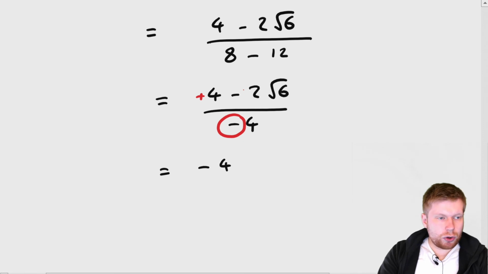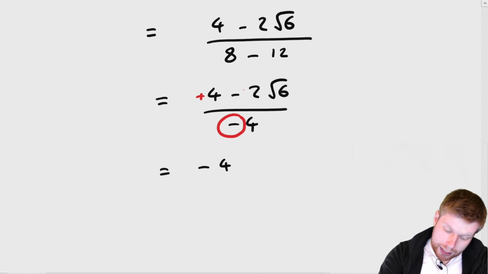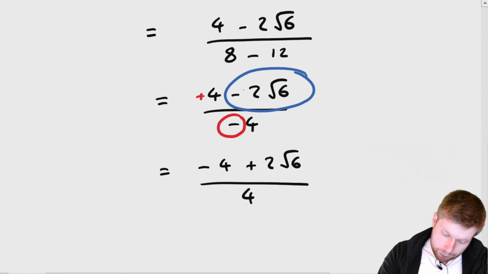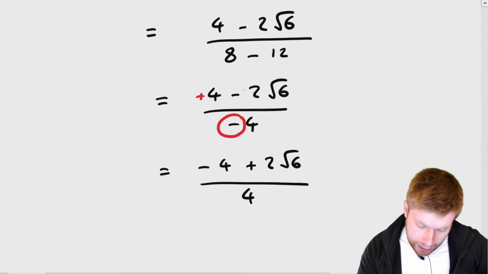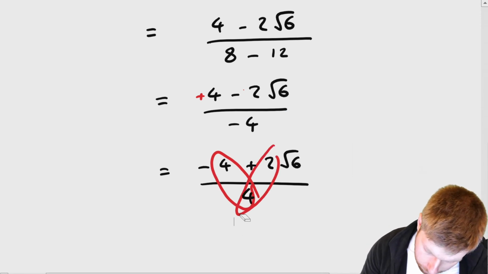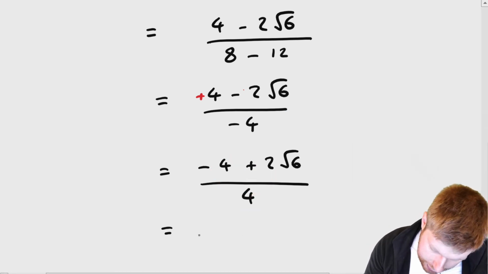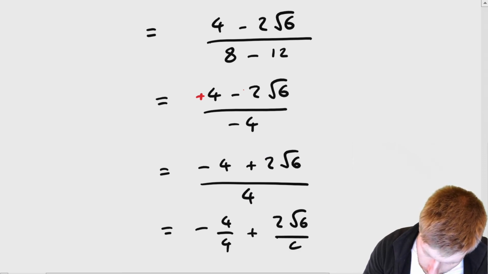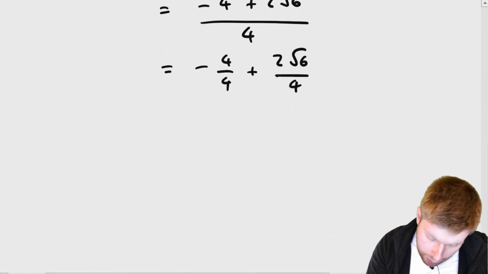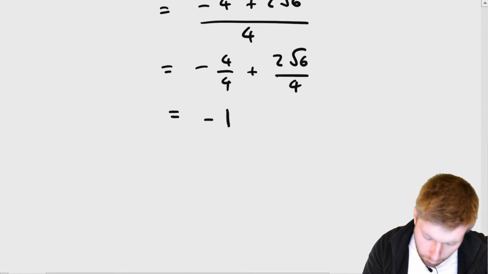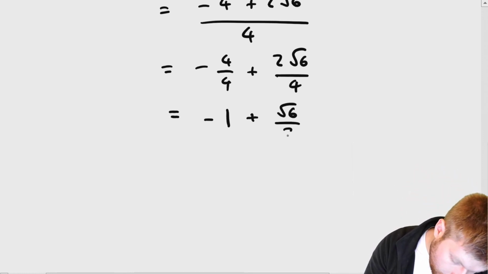And if I take negative 2 root 6 and divide by a negative, that will become a positive 2 root 6. On denominator, I've still got 4. Okay? And then finally, what I can do here is divide that by 4 and divide that by 4. Okay, so let's see what I get. Let's separate it out. So I get negative 4 over 4 plus 2 root 6 over 4. Okay, let's break this down. So negative 4 over 4 is negative 1. And then positive 2 root 6 over 4 is positive root 6 over 2.